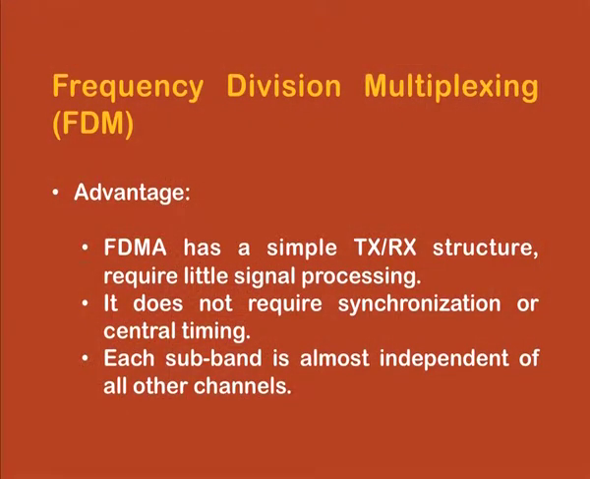So, what are the advantages of using frequency division multiplexing? The first advantage is that it is a very simple transmit and receive structure and requires very little signal processing. Also, it does not require any synchronization or central timing. Each subband is almost independent of all other channels.